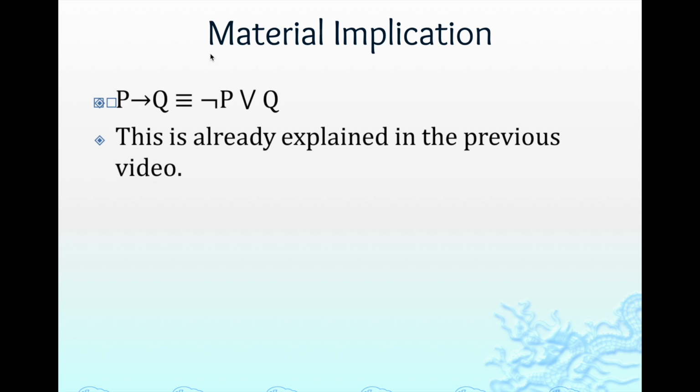Now here comes the material implication. P arrow Q is equivalent to not P or Q. This is already explained in the previous video. If you haven't watched it, it doesn't matter. You can just construct a truth table to prove this fact.